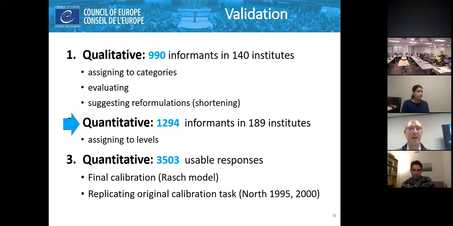And then we moved to the next round, which was into the quantitative. Now we knew we had something good, we were into the quantitative. By this stage, we're up to 189 institutes and 1,294 participants. And the issue here was quite simple: assign the descriptors to a level.